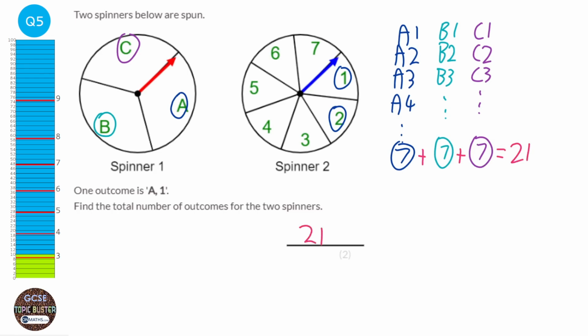And the way I can work that out easily is work out how many combinations there are with spinner 1. Well, there's 3. How many combinations there are with spinner 2? 7. And we just times the 2 together. 3 times 7 is 21.